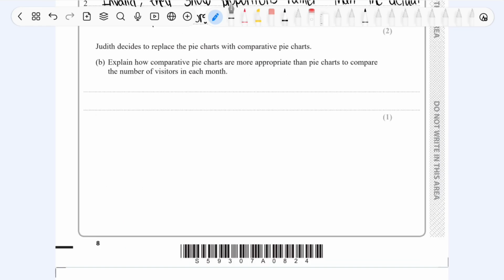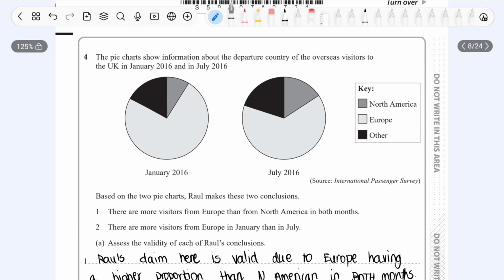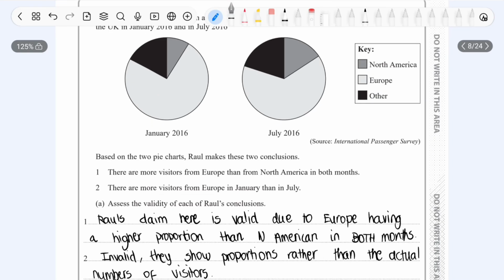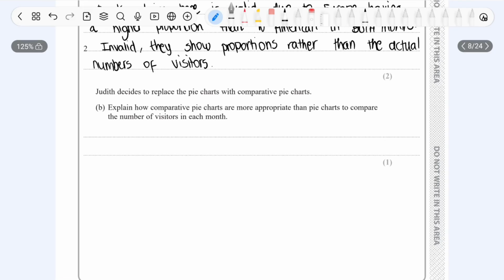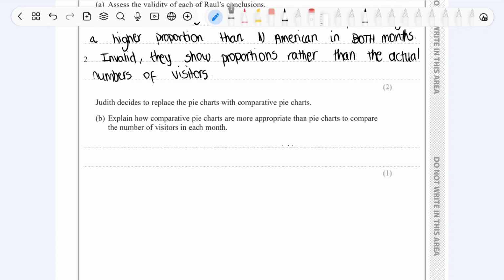Now Judith decides to replace the pie charts with comparative pie charts. Explain how comparative pie charts are more appropriate than pie charts to compare the number of visitors in each month. But one thing that you naturally expect is that the exact same number of people will not be going overseas in the same month, different months, so you're not going to have exactly 10,001 in both months. You might have a slight variation, maybe a lot of variation. Either way, they're not going to be the exact same. We can write that comparing the areas would effectively compare the numbers.